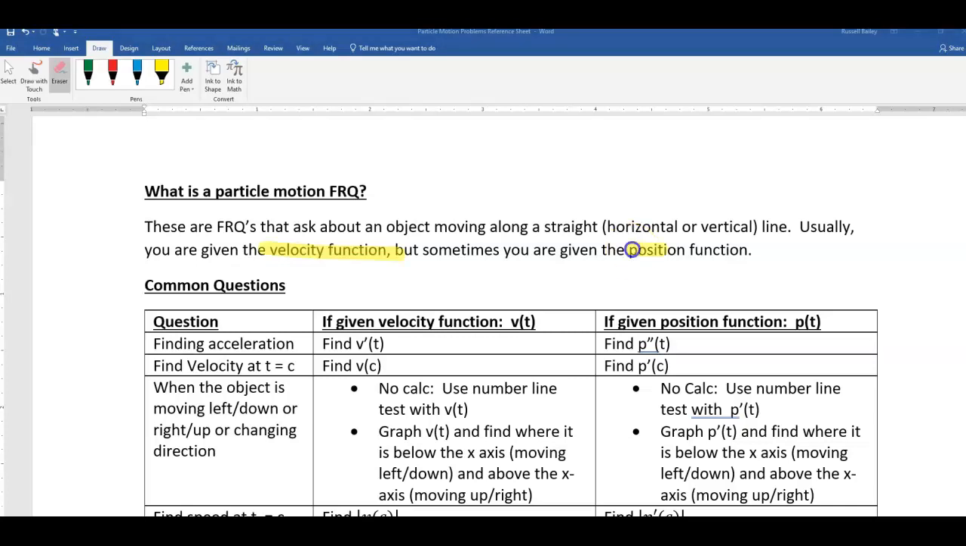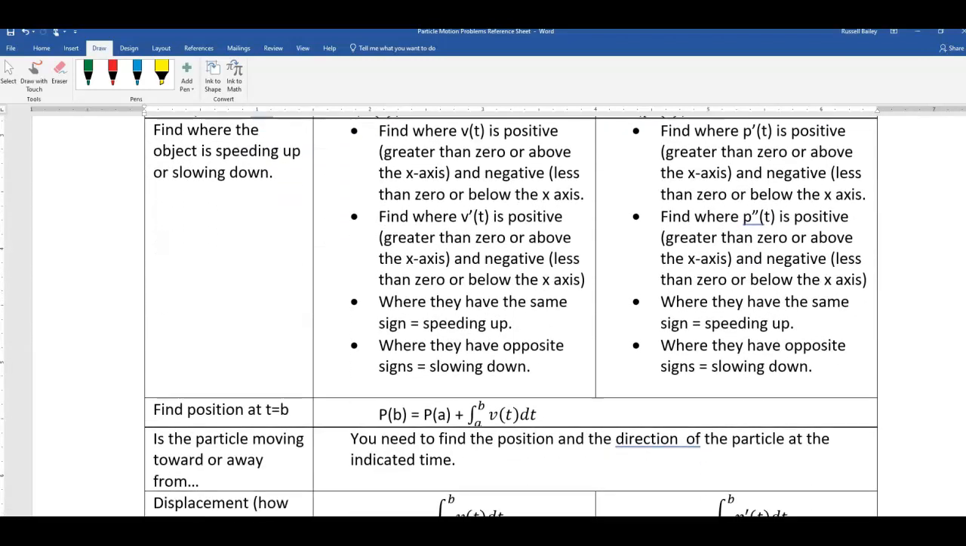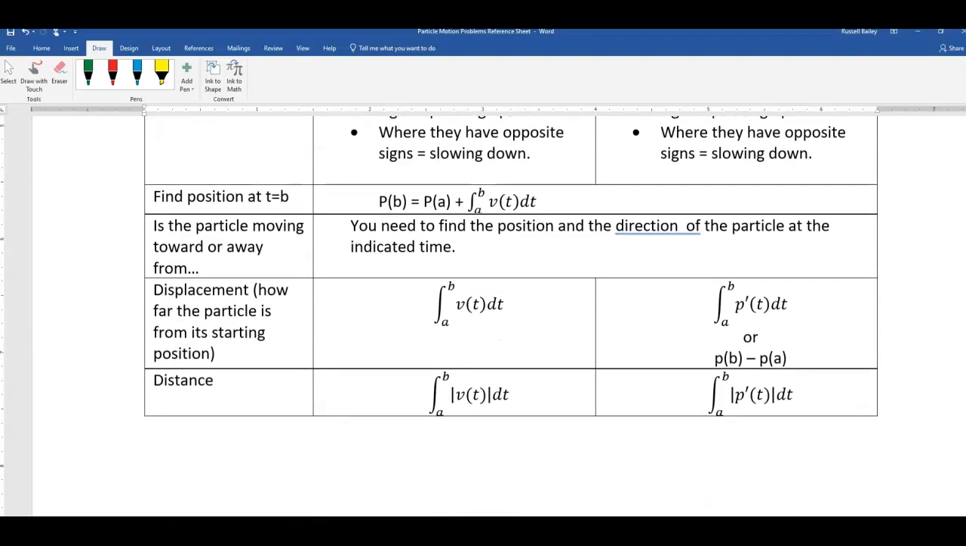But they could give you a position function also sometimes. They could give you the velocity function as an equation, or they could give it to you as a graph. Okay, so how do we deal with these types of questions? Well, here are the common types of questions that are given and how you would do these particular problems for each one. So I'm going to go through some sample problems and I'll show you how to use this little reference sheet as we go.